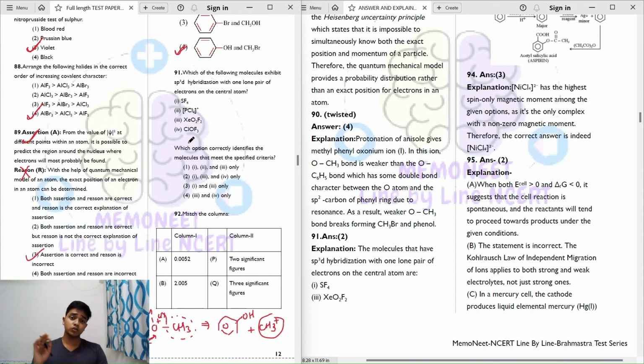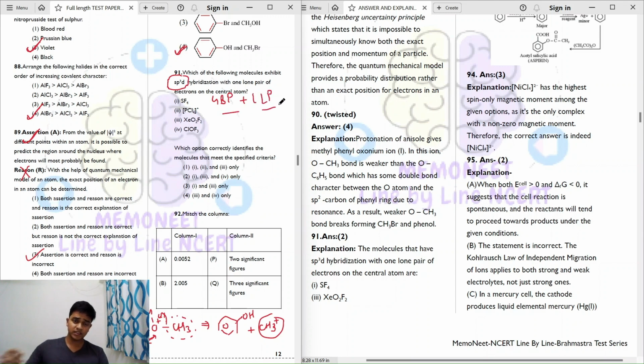The question says, which of the following molecules exhibits sp3d hybridization with one lone pair of electrons on the central atom? So for sp3d hybridization, we'll have a total of five hybrid orbitals, right? Really sorry, in sp3d we'll have five hybrid orbitals, and out of those five we'll have four bond pairs, and one will be a lone pair.